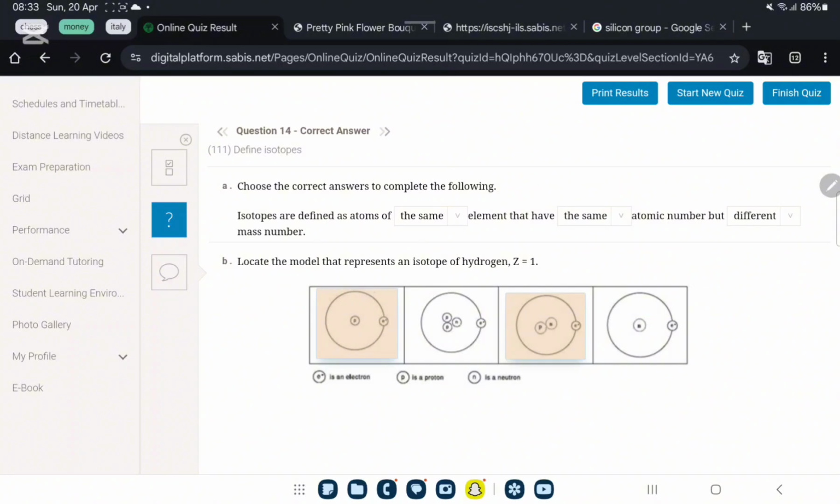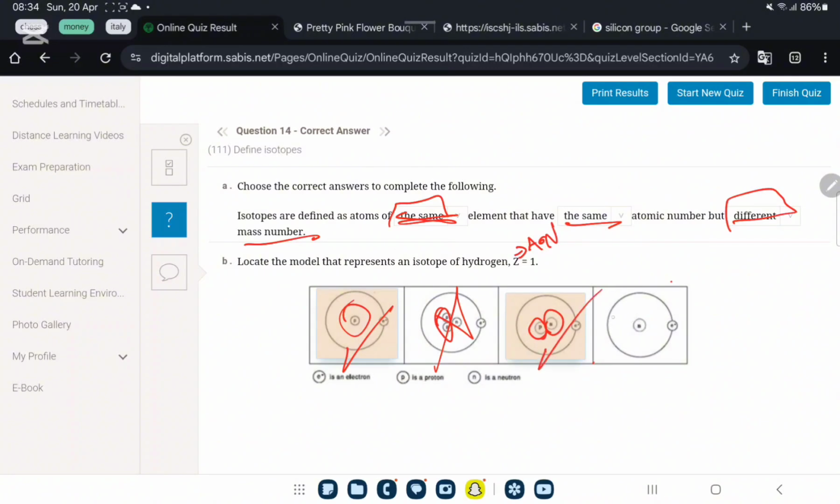Isotopes are atoms of the same element, so same atomic number, but different mass numbers. Again, don't forget, it's different mass numbers, same atomic numbers. Locate the model that represents an isotope of hydrogen, Z equals 1. Z equals 1 is the atomic number. So this one has 1 proton, this one has 2 protons, so wrong. This one is correct because it has 1 proton and 1 neutron, so same atomic number, different mass numbers. And this one just has a neutron, so wrong.